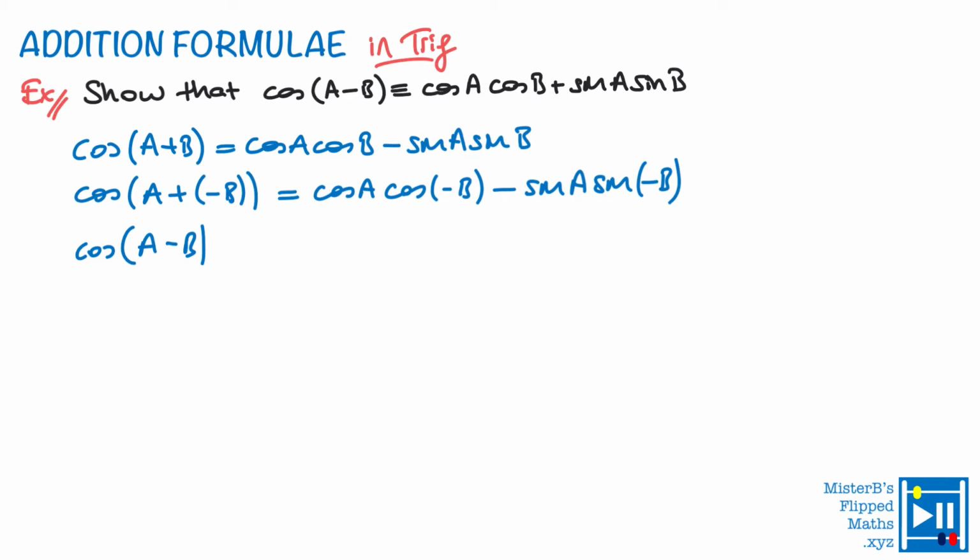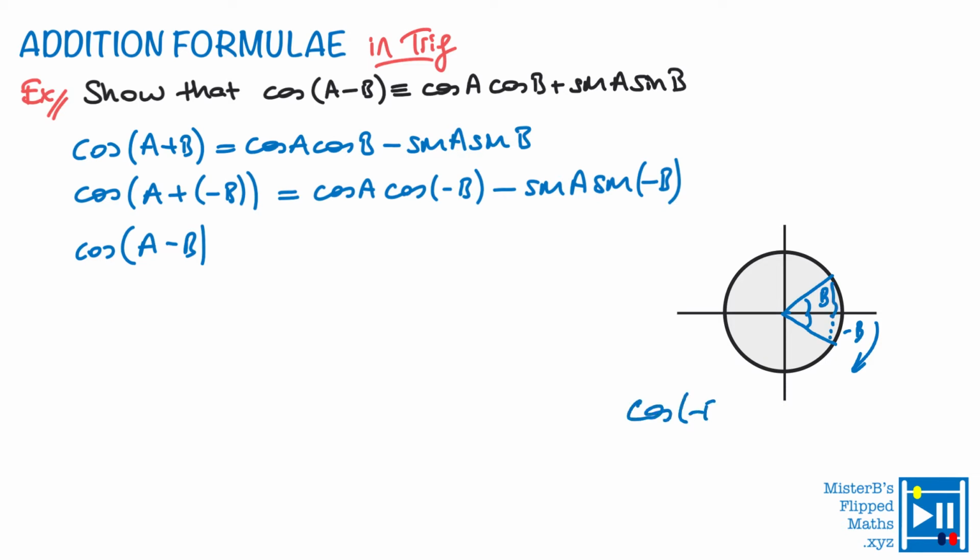But for the right-hand side, we have to use the unit circle. Now, cosine minus B is going to be here, and you can see that cosine B is the same. So this is the angle B, this is the angle minus B if you go clockwise, right? The cosine values are the same, so this suggests that cosine negative B is the same as cosine B. So I can write cosine B for this expression. So let's do that. That's equal to cosine A cosine B.